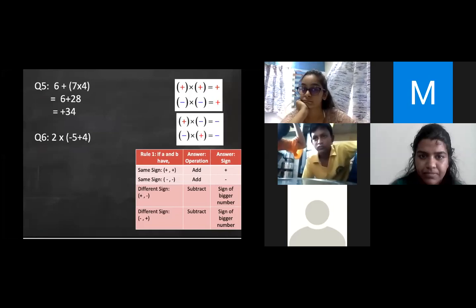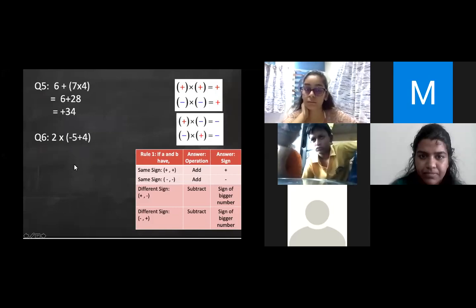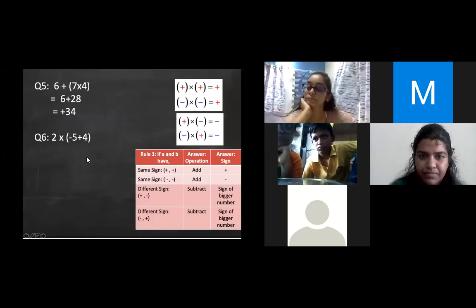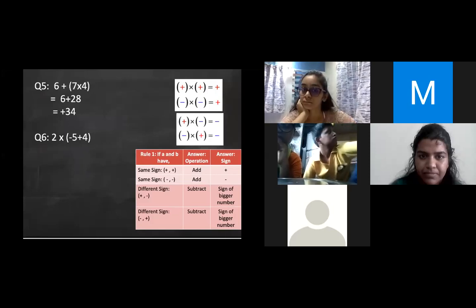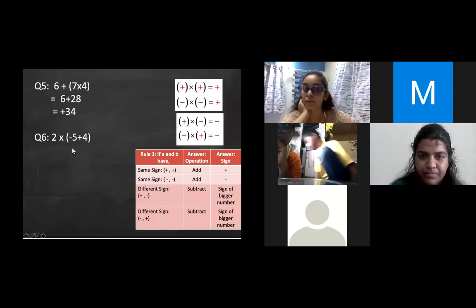So when you open the bracket, what will you write in the next step? I will do minus 5 and plus 4. What will be the number? You said it will be minus, but what will be your answer? 2 multiplied by what? Minus 9. Minus 1. It will not be a minus 9.